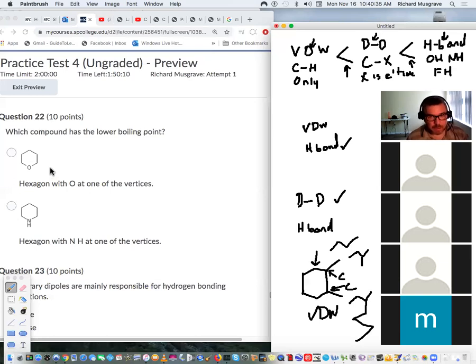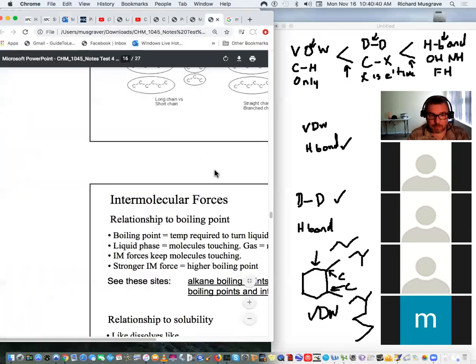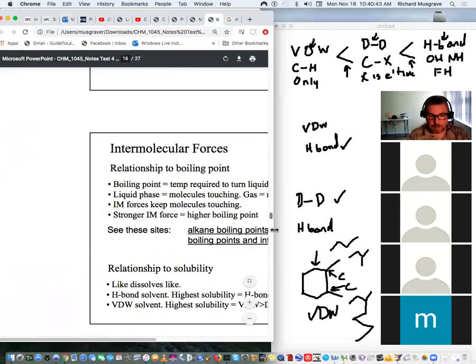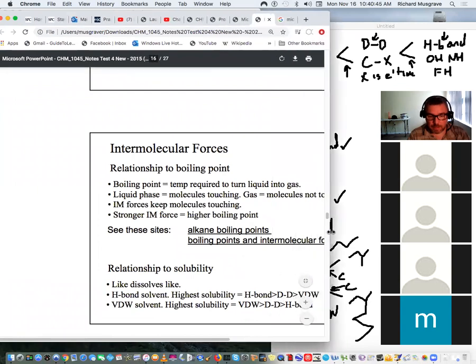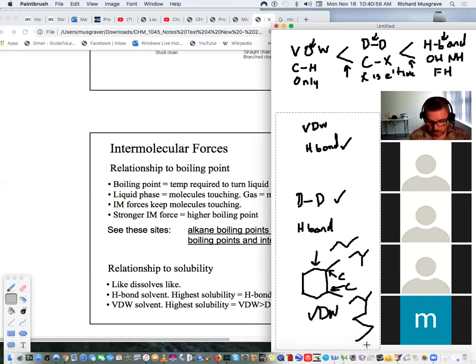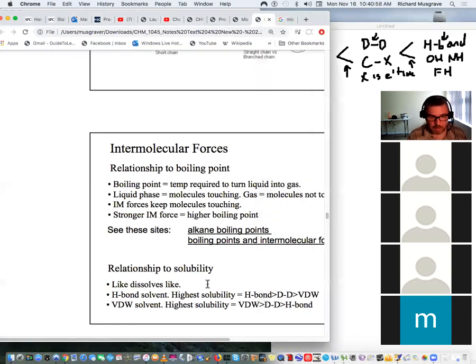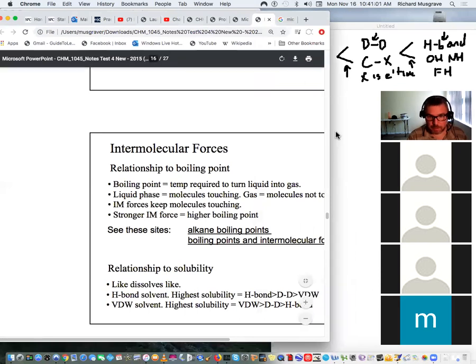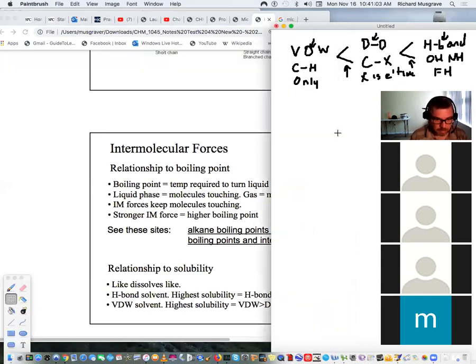All right. We can also talk about how that relates to solubility. So we know that like dissolves like. The most popular hydrogen bonding solvent that I can tell you about is, of course, water, because that's all OHs. And if you're talking about a hydrogen bonding solvent, now remember when we talk about solvents and solutes, a solvent is doing the dissolving.